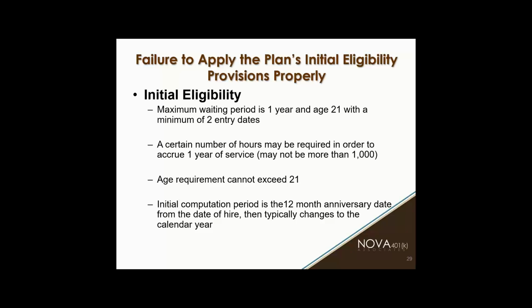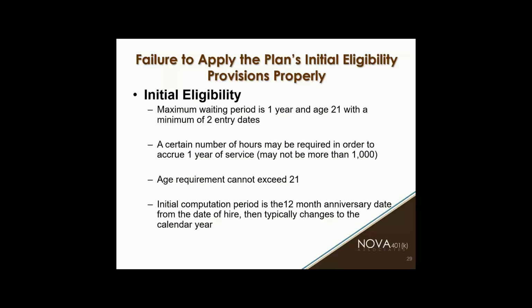So how do you count a year of service? A year of service is the year in which you work 1,000 hours or more. The age requirement cannot exceed 21. And I'll show a graph on this last bullet, but the initial computation period to determine whether somebody has achieved 1 year of service begins on the initial date of hire, the very first one, and goes to the 12-month anniversary date from the original date of hire. And if they didn't work 1,000 hours, it then changes to the calendar year.